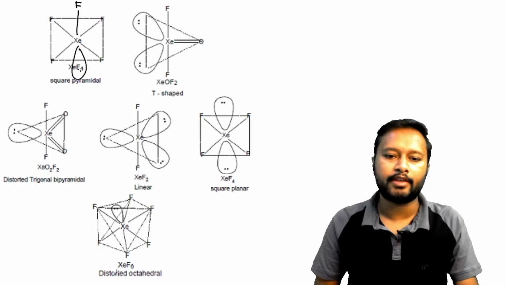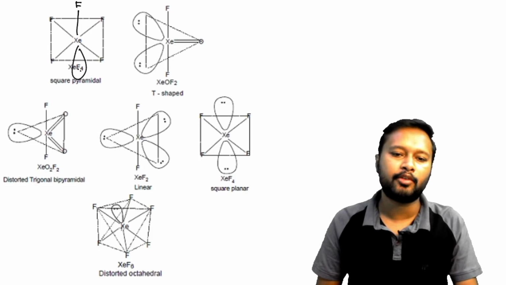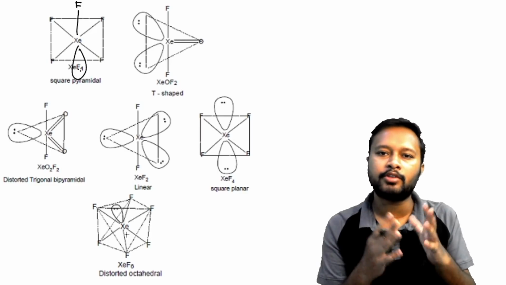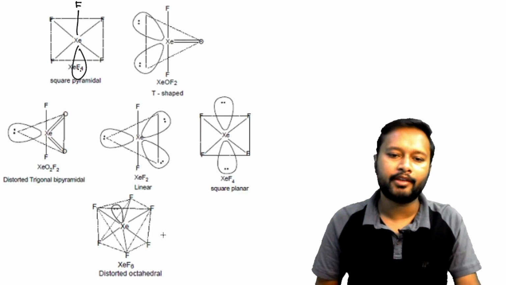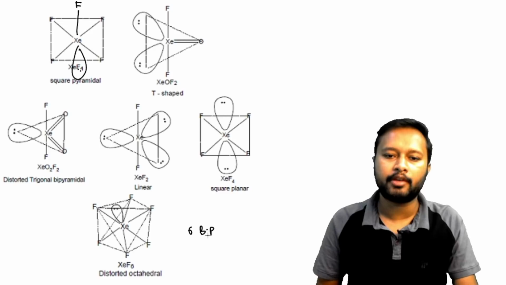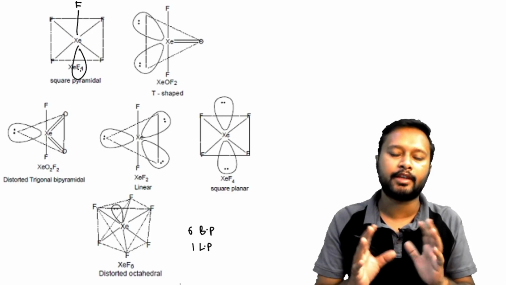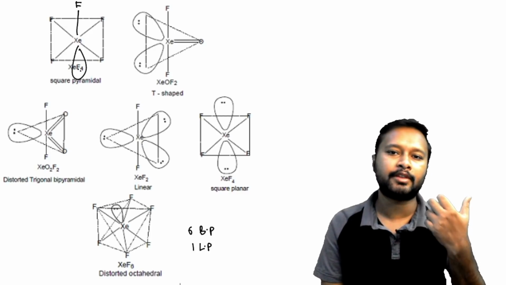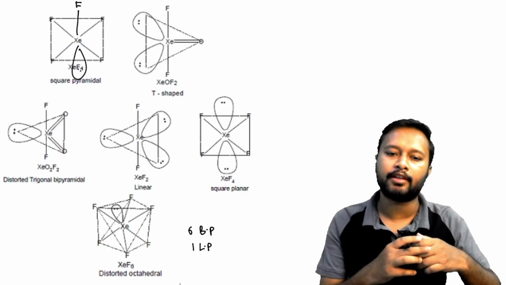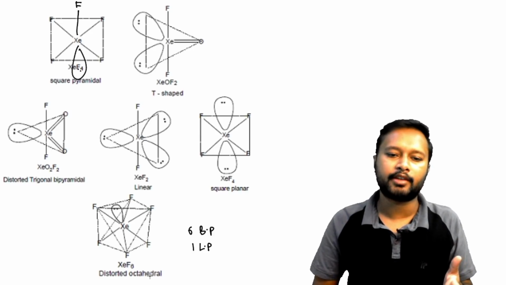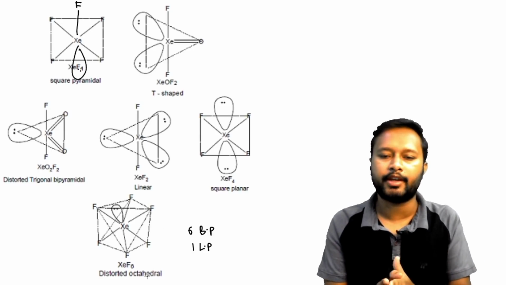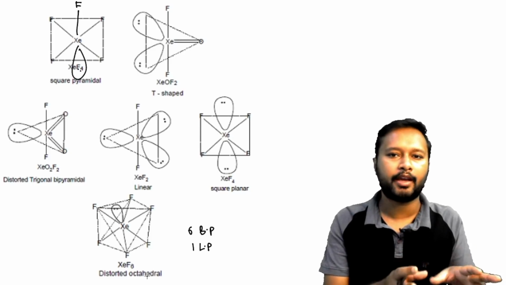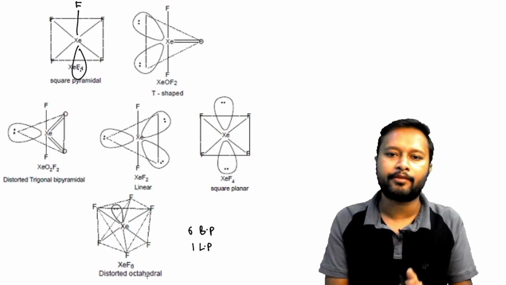This one is XeF6 and it is distorted octahedral, because in a regular octahedral you just have 6 bond pairs, but in this molecule you have 6 bond pairs and one lone pair. All those 6 bond pairs can only arrange themselves in the form of an octahedral, but due to the presence of that lone pair there will be some repulsion, and because of that the structure comes out to be distorted octahedral. So some of them I have drawn over here, others you have to try.